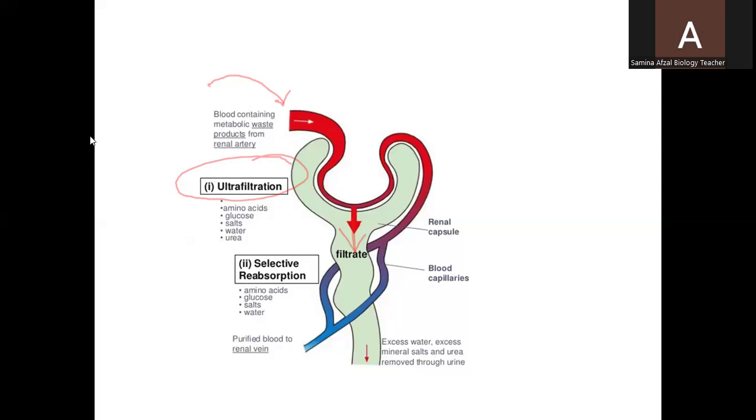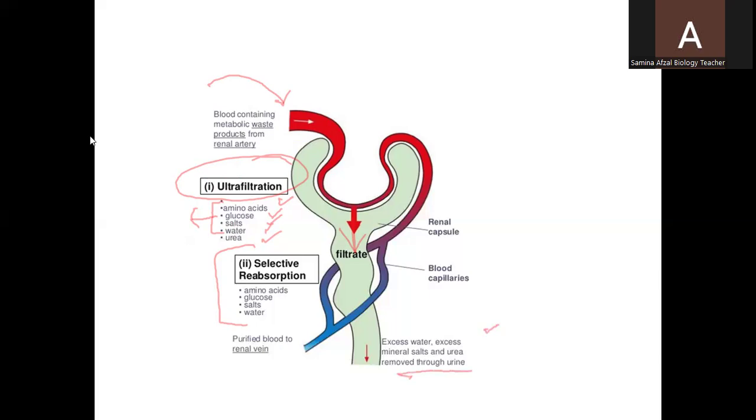In the filtrate, amino acids, glucose, salts, water, and urea are present. Amino acids, glucose, salt, water are very important components which should not be excreted out. So, in the second part, selective reabsorption takes place, and due to selective reabsorption, amino acids, glucose, salt, and water are reabsorbed, and then excess water, excess mineral salts, and urea are removed through urine.